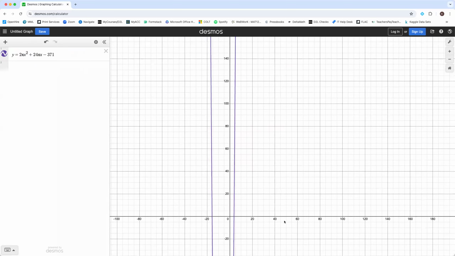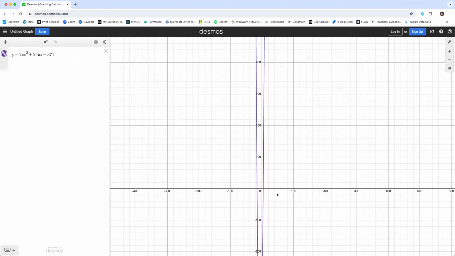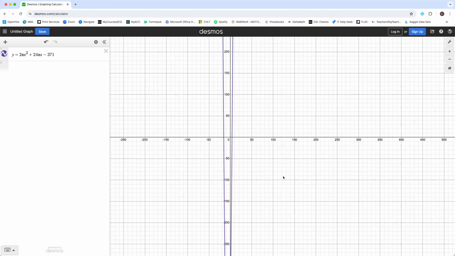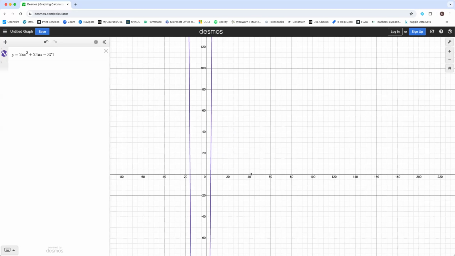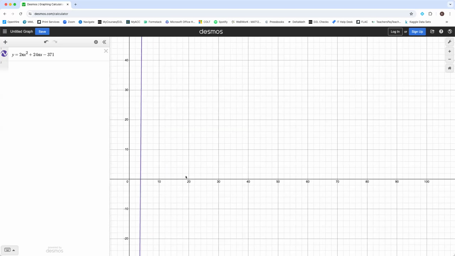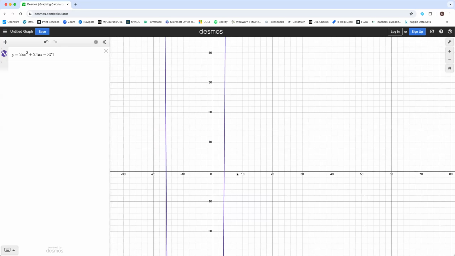Now, if we look at this graph, if I zoom out all the way, we can see that it is a quadratic. It's that parabolic shape. It's just very long and narrow. But again, that x coordinate is representing our radius in this case. We're just using x in Desmos. So what we're trying to figure out is, what could that radius be?